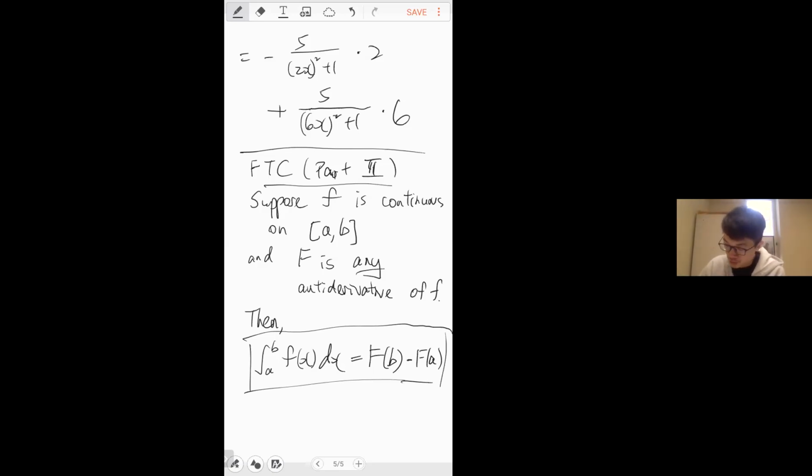And I will use a notation like this. Once you find the antiderivative, I will write F of x, a straight line, a and b. That means I need to put b inside the antiderivative and a inside the antiderivative and subtract. Is it okay? I'm saying this is my notation. Questions? Okay.